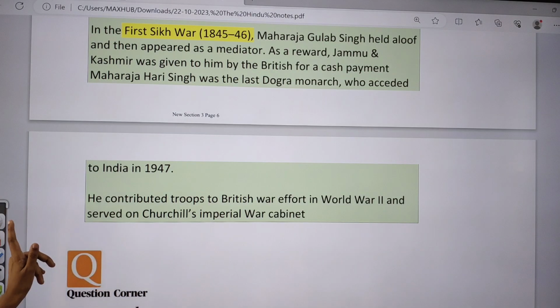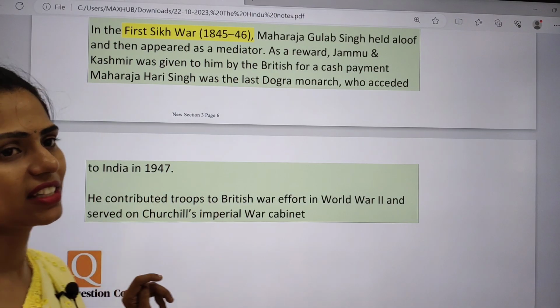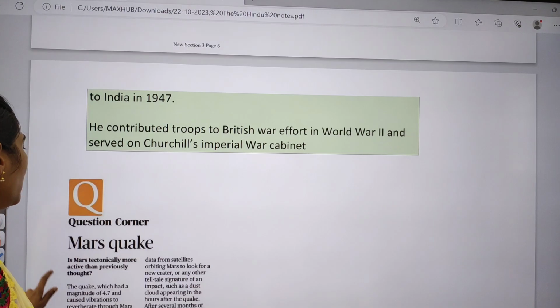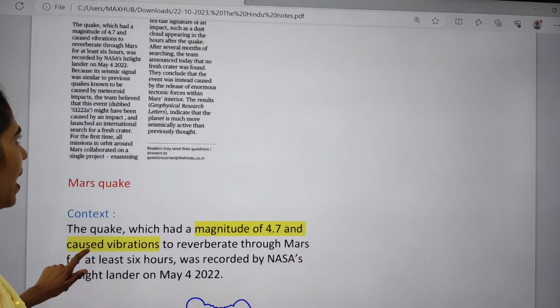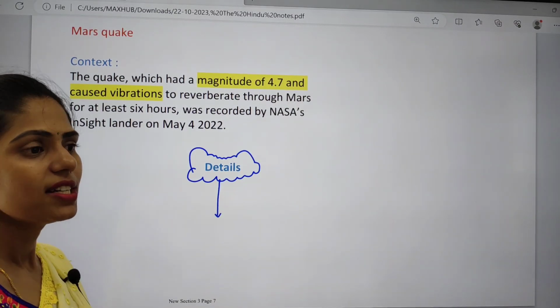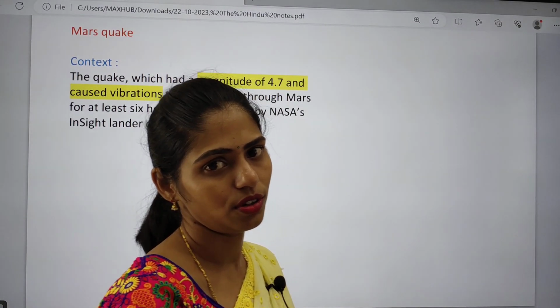Okay, so finally he made the instrument of accession with India. And the next topic is Mars quake. This topic is important from your science and technology point of view.